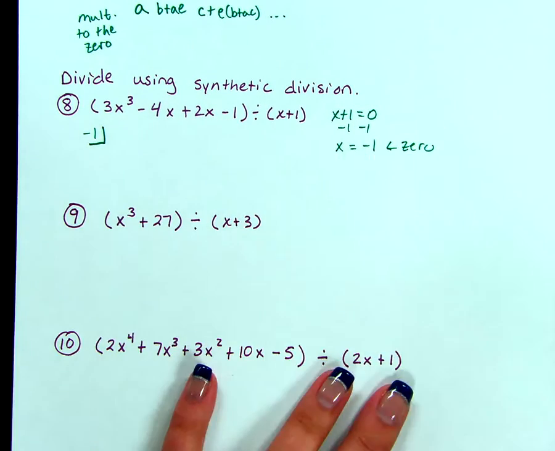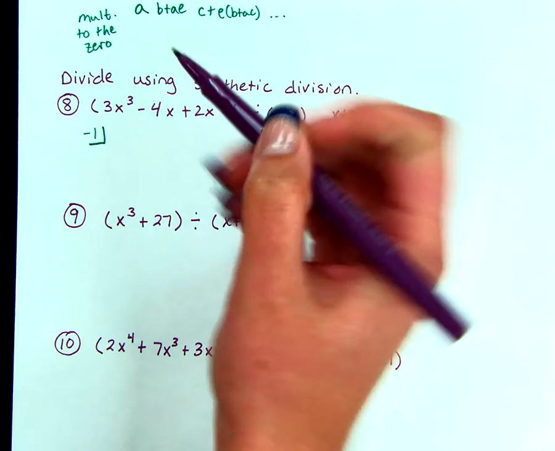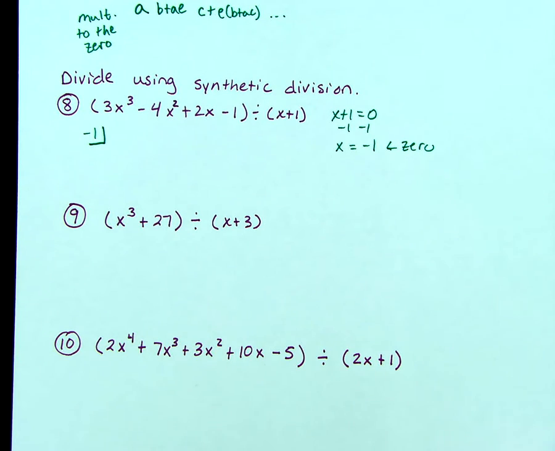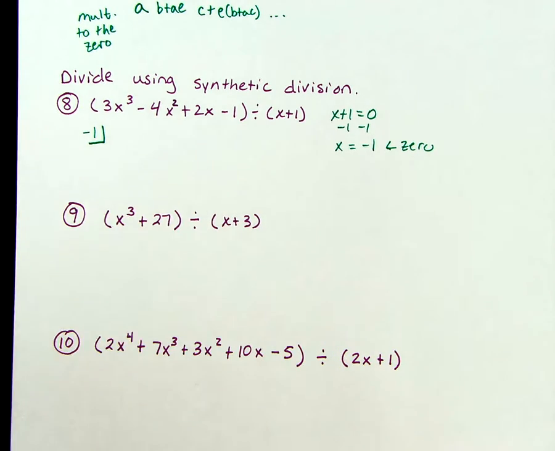And again, if it skips a term, oops, sorry, this should have a squared with it. If it skips a term, we have to have a 0 placeholder. Now none of those have skipped.